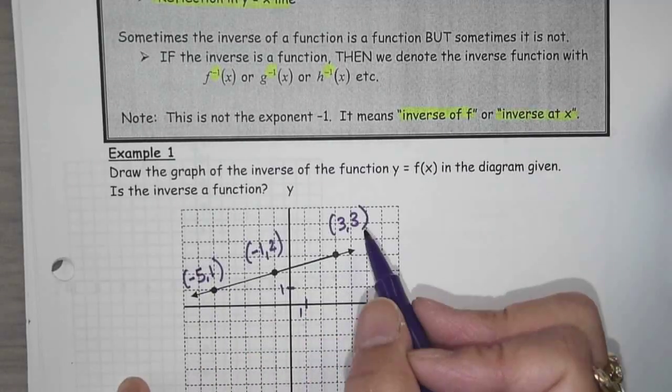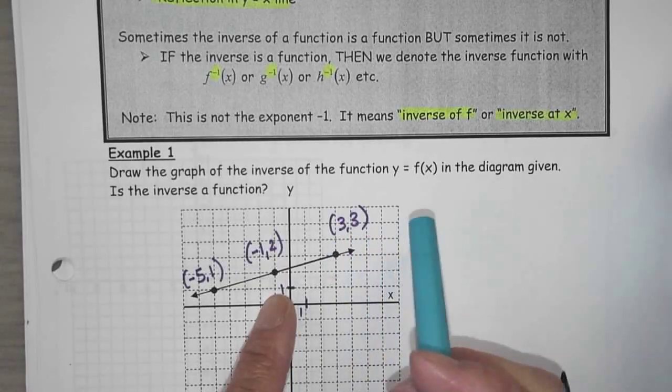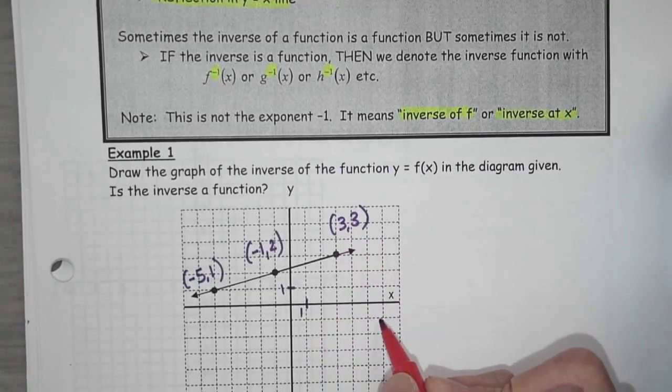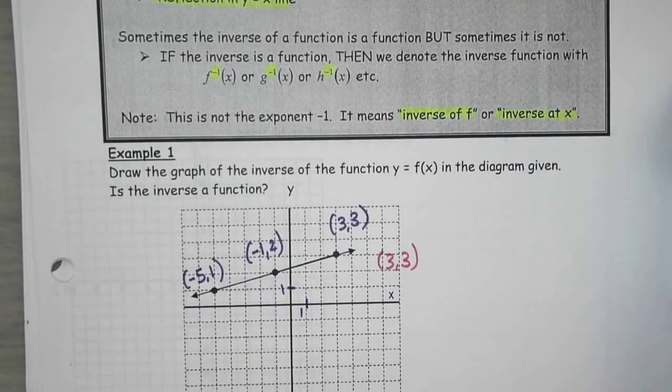Right? So those are those coordinates. For the inverse, I'm going to take each one of those and switch the x and the y. Literally just switch the x to the y and the y to x. So when I switch those, it's still 3, 3.